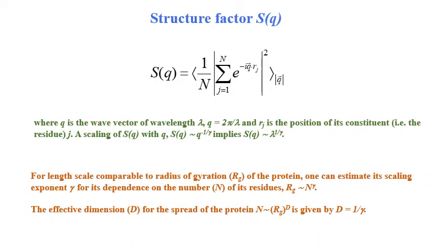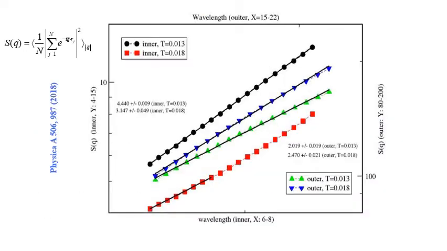Analysis of the structure factor provides structural details, that is, the distribution of residues at a range of length scales. The inner segment remained globular while the outer segment exhibits characteristics of a random coil.